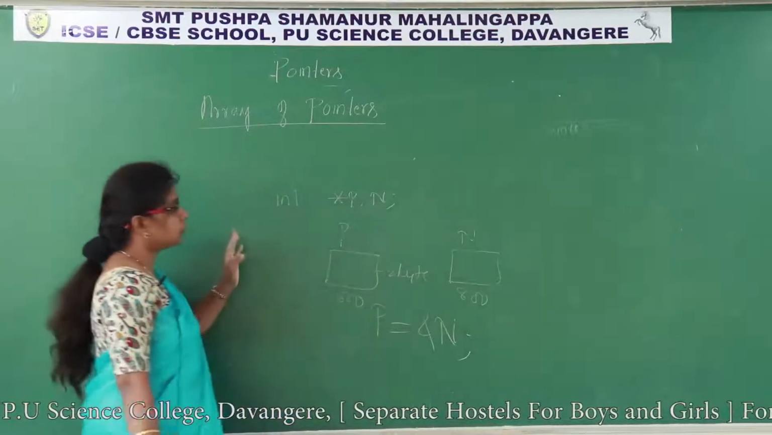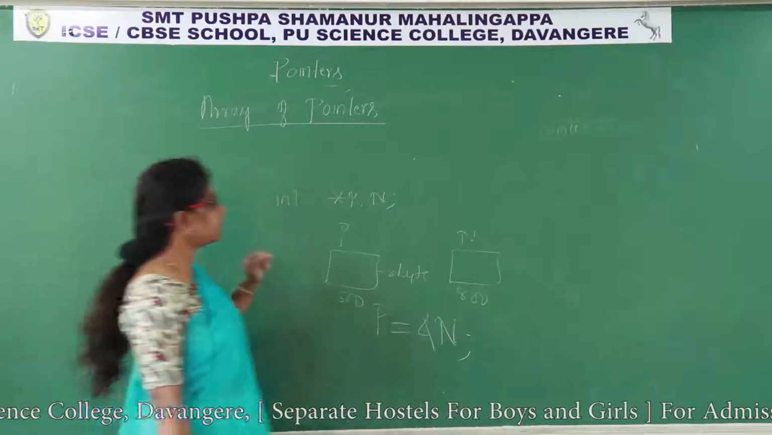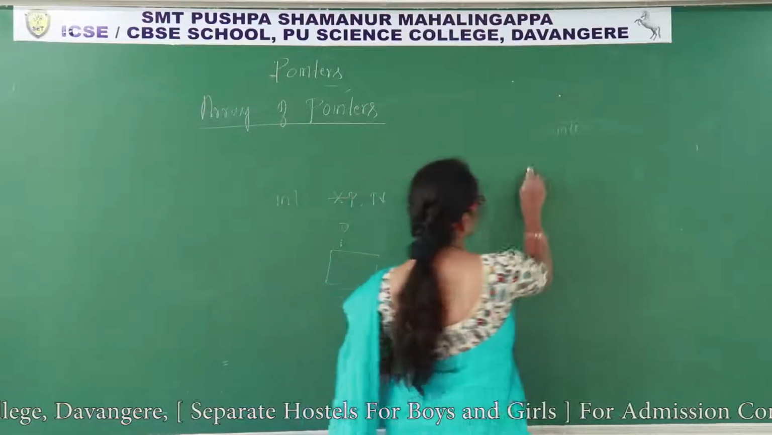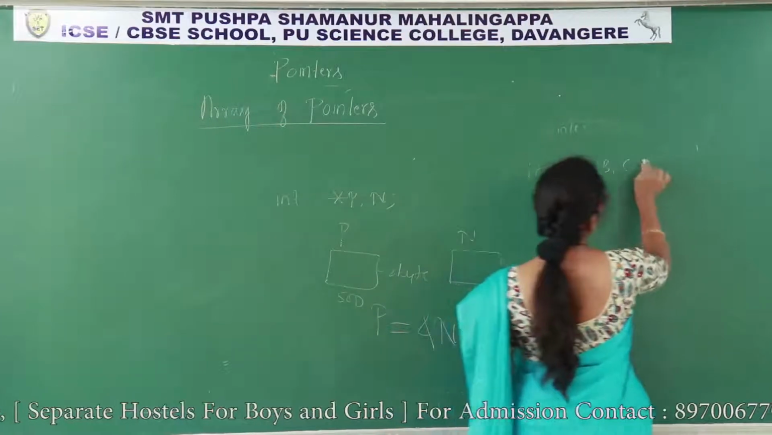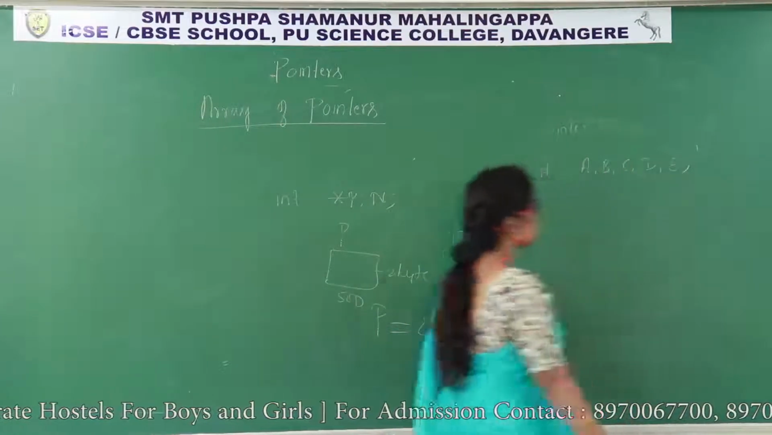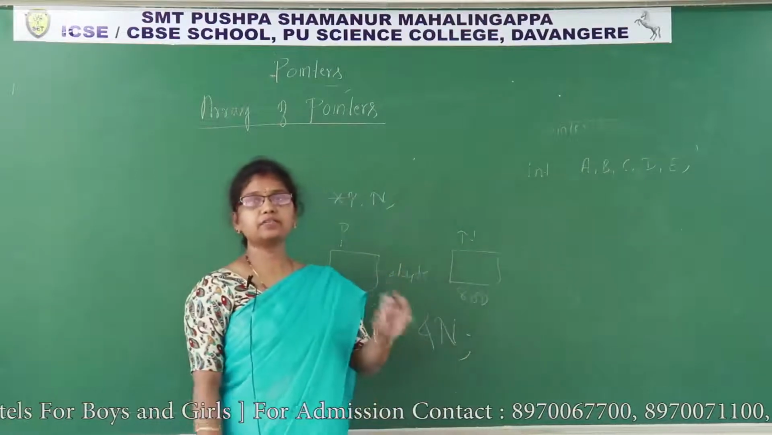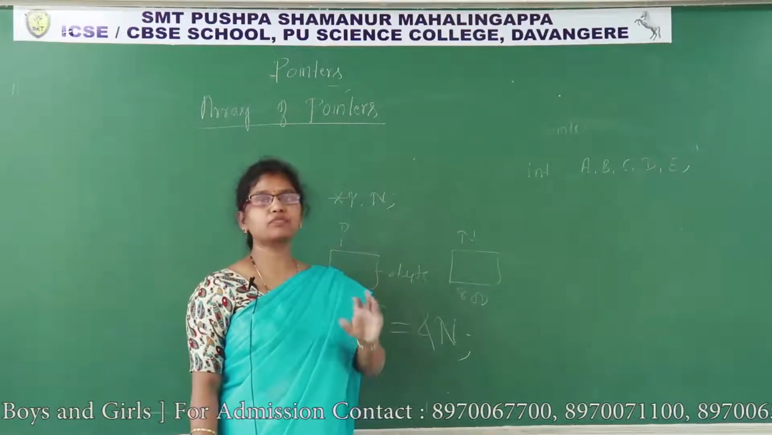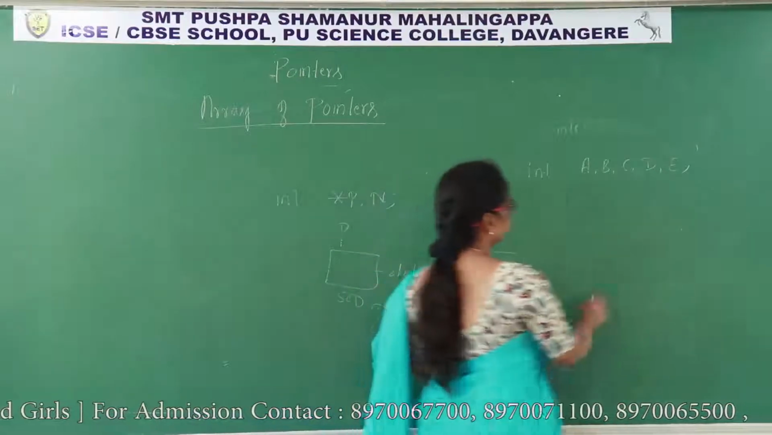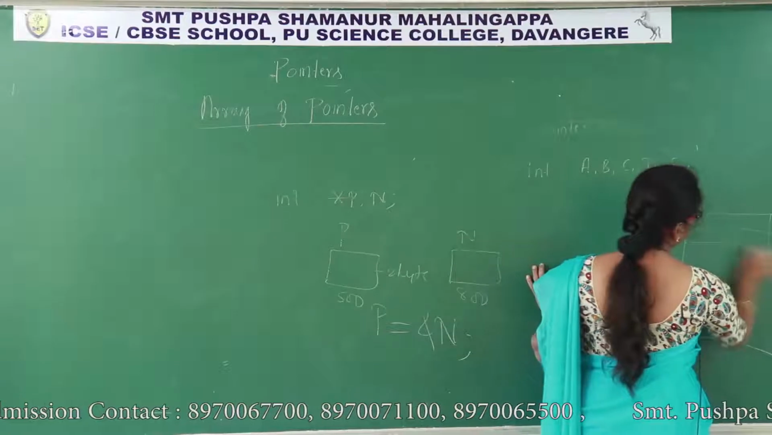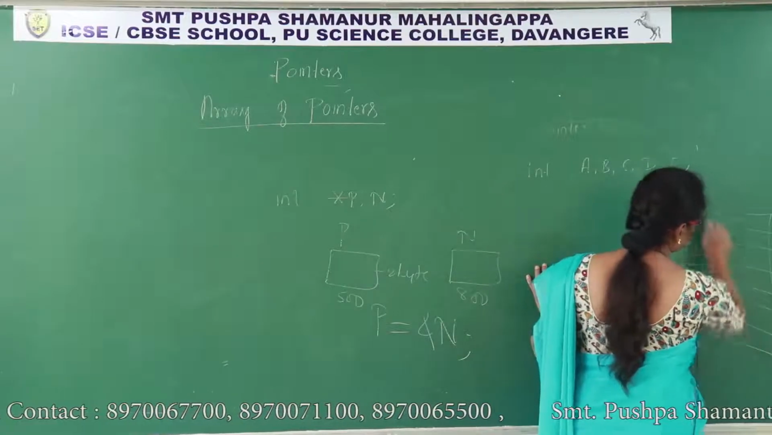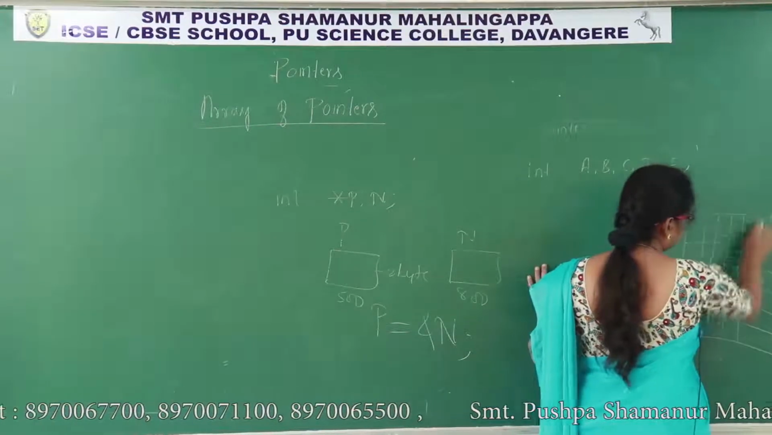I want to store 5 integers. So I can take 5 integer variables here. Int A, B, C, D, E. I have taken 5 different identifiers to store 5 integers. Assume this is a memory cell in the RAM.